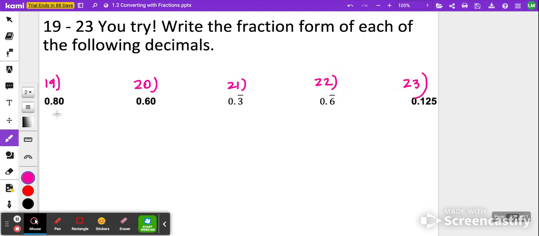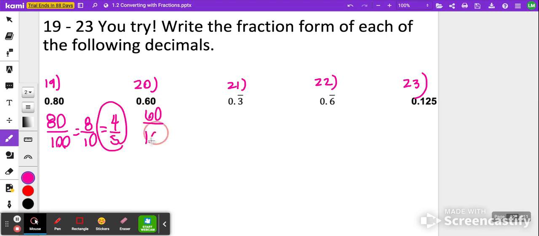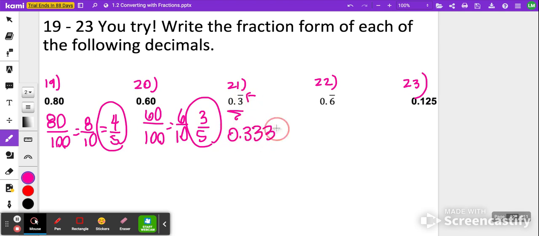All right, this first one, 80 hundredths. 80 over 100 reduces to 8 over 10, which reduces to 4/5. 60 hundredths. 60 over 100, 6/10, or 3/5. This one is interesting. Notice how it has this repetition bar. So that means 0.3 repeating. So that means you've got a bajillion threes forever and ever. There is a special way that you can find this as a fraction, but this one you should have memorized as 1/3. If not, memorize it now.